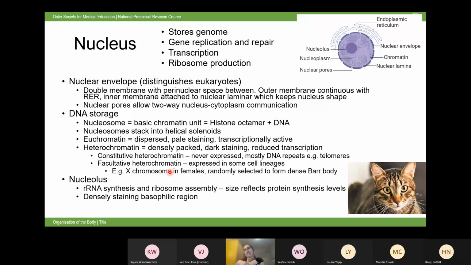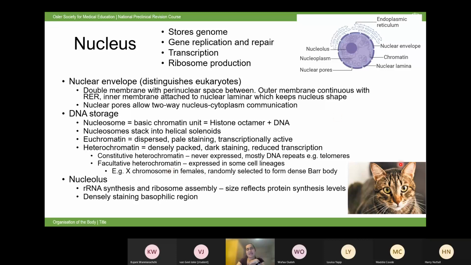So in X inactivation, which is essentially the bit early in embryogenesis, one X chromosome at random will be inactivated, because you only want to express one, otherwise you just have extra DNA. And this happens randomly, which means that within a single female, some of the cells will have the maternal X chromosome and some of the cells will have the paternal X chromosome being expressed.